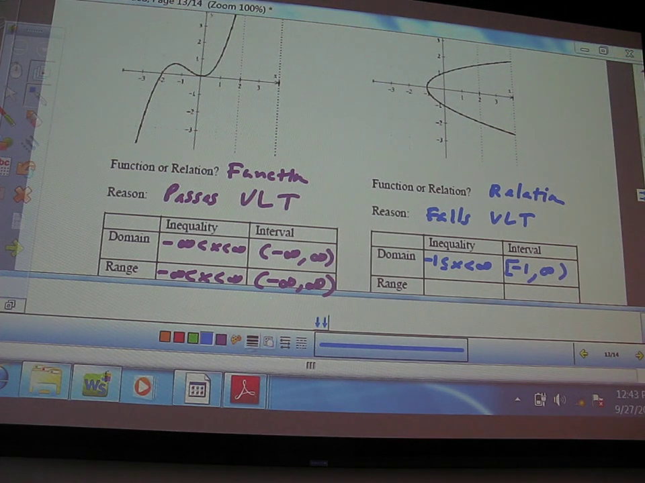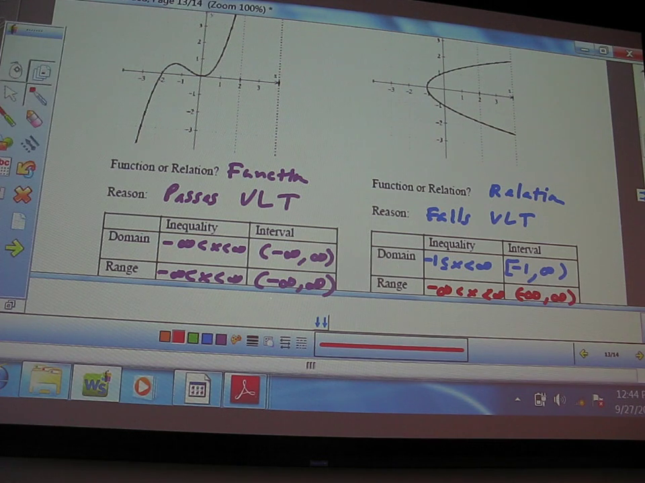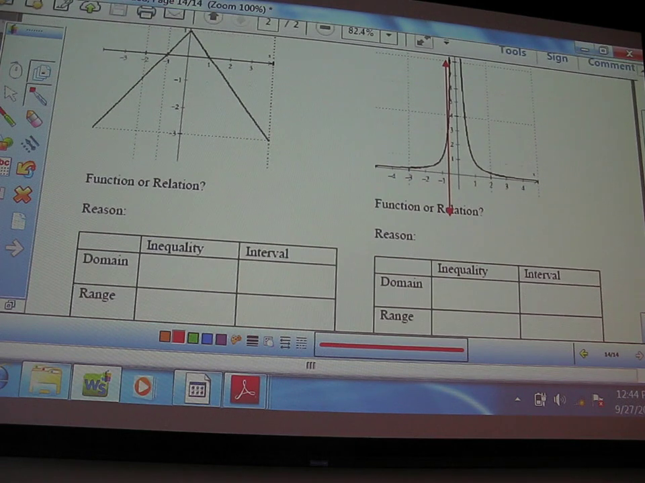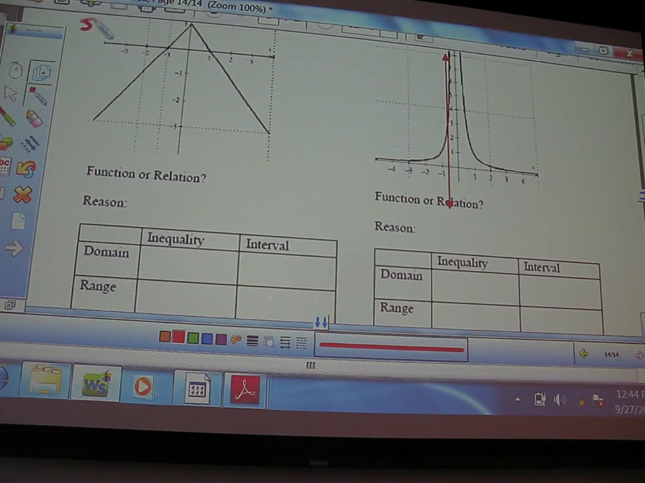Good. Ryan, what'd you get for the range? Negative infinity is less than x, which is less than positive infinity. Good. In other words, negative infinity to positive infinity. Great. Okay, so then the next one, 5 and 6.